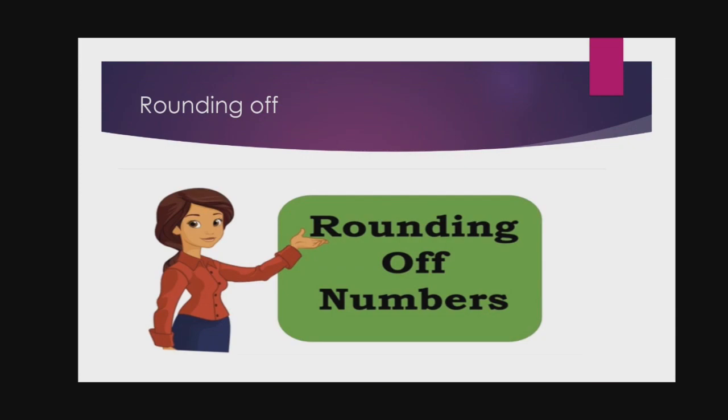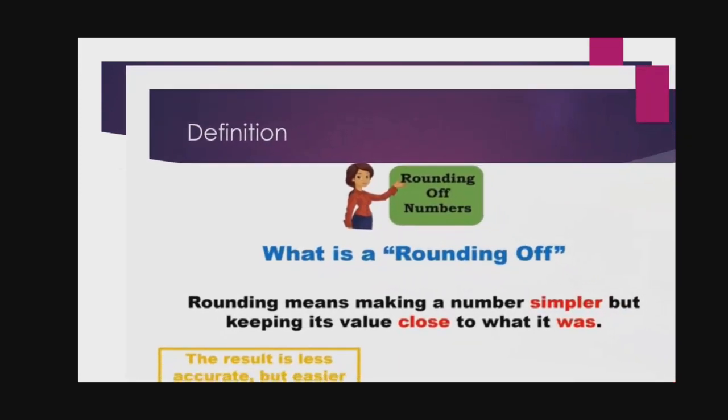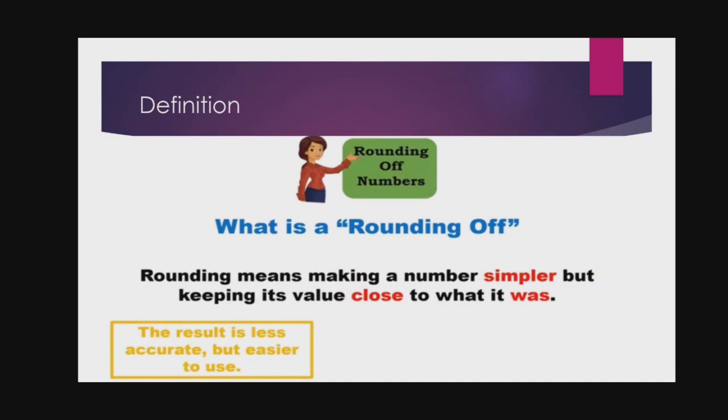Next, we will see about rounding off. Definition of rounding off. What is rounding off? Rounding means making a number simpler but keeping its value close to what it was. The result is less accurate but easier to use.